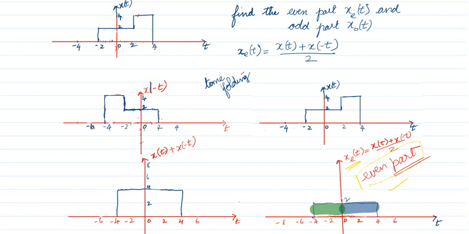assume what will happen is 0, 1, 2, 3, 4, 5.